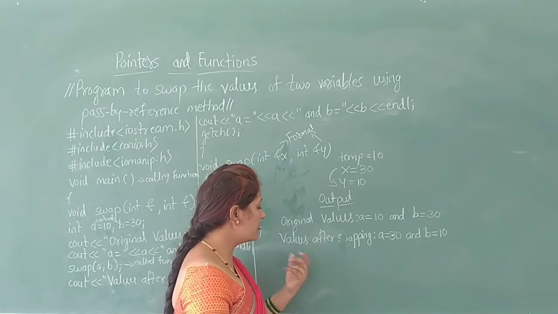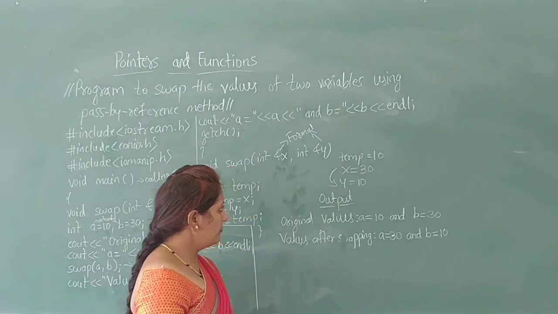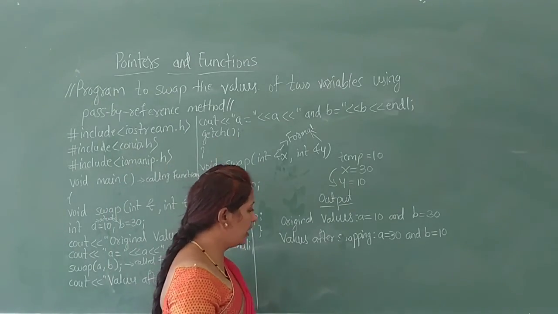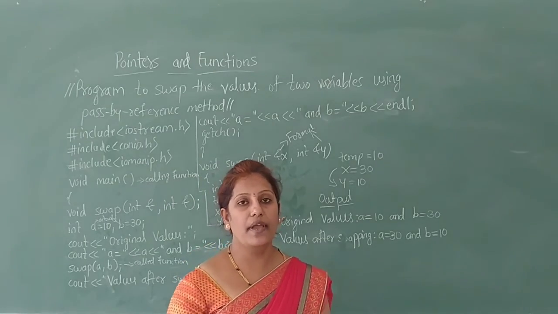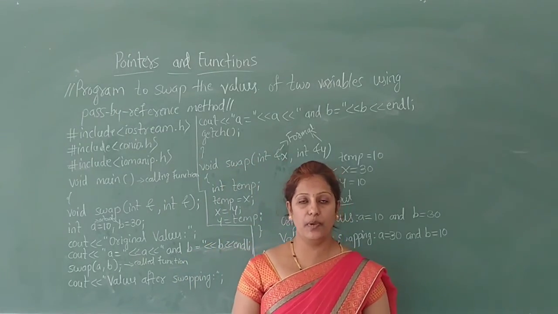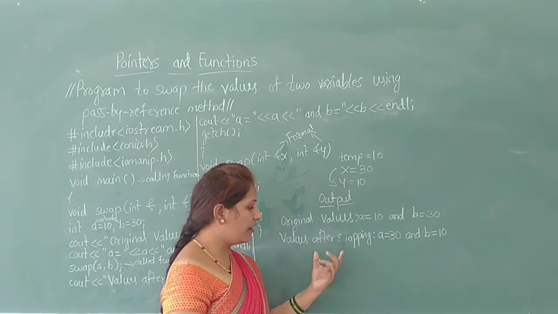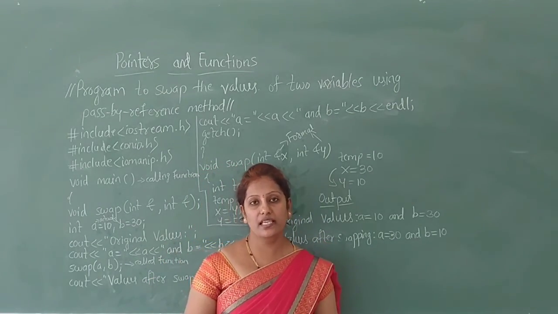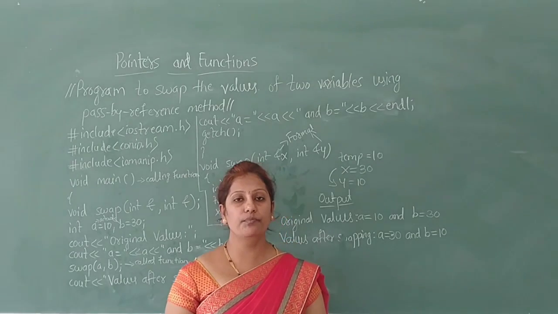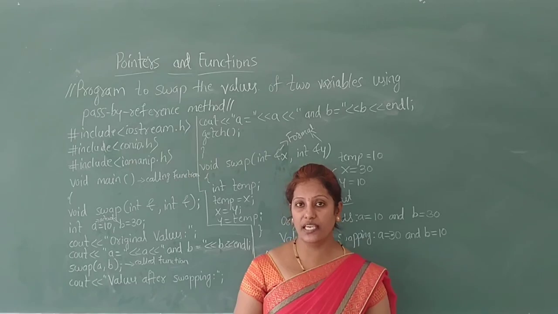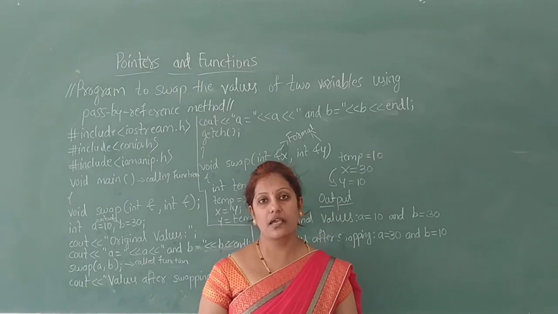Again it comes to the next line, and it moves the cursor to the next line on the screen and ends the program execution as well as the main function. This is the final output of this program, and this program shows the relationship between pointers and functions by using the pass by reference method.